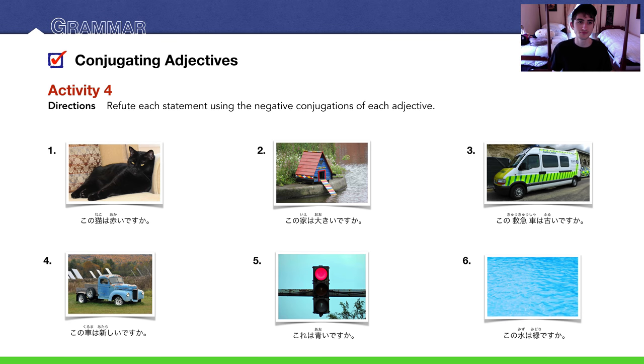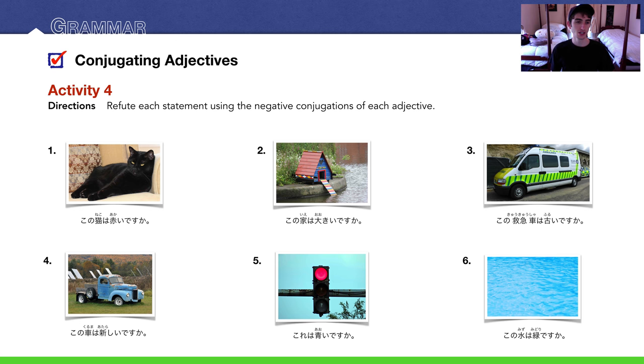Activity 4, refute each statement using the negative conjugations of each adjective. This is, of course, a remake of the previous activity in this lesson. Some of the pictures I did change just to fit what we've learned. Pause the video, try it on your own. I'm going to answer this right now.